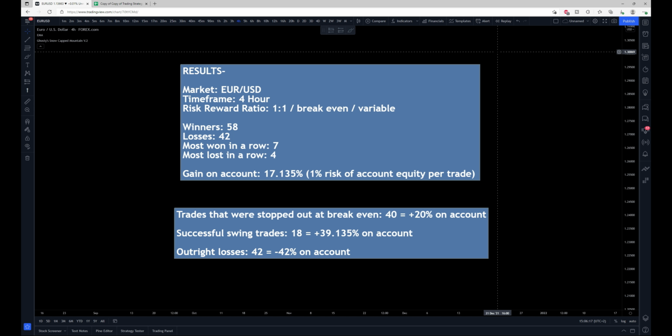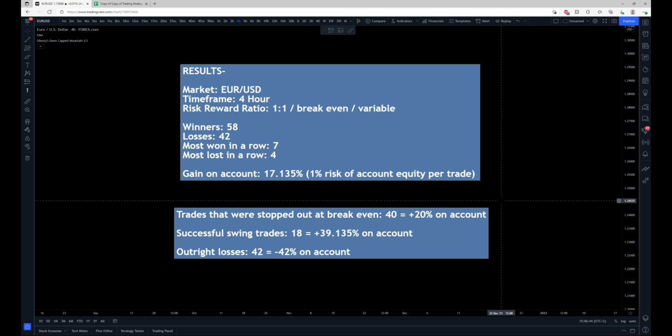Now, trades that were stopped out at break even, there were 40. So 40 of the trades only hit that 1-to-1 target and then got stopped out at break even after that, totaling a 20% gain on the account. Each one where you only have half of the position closed at a 1-to-1 risk to reward ratio target, you're only going to get 0.5% per trade. So only 20% gain on the account from those 40 wins.